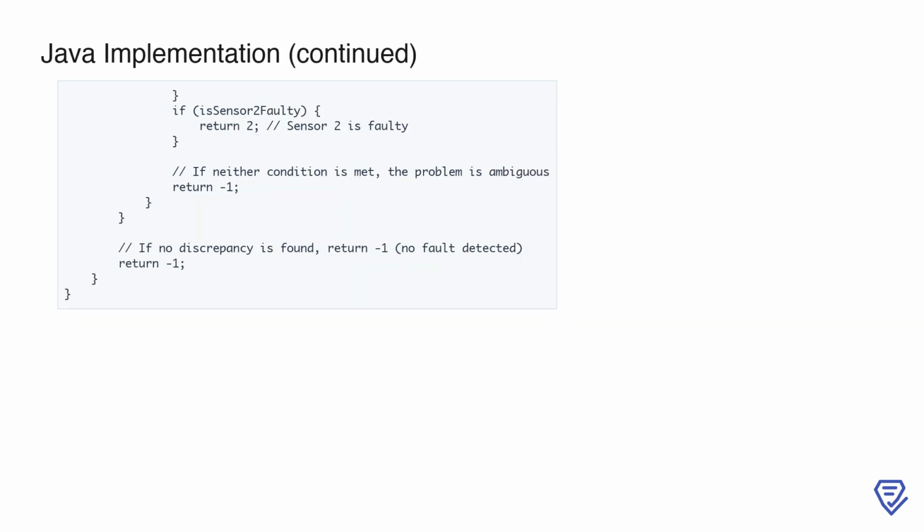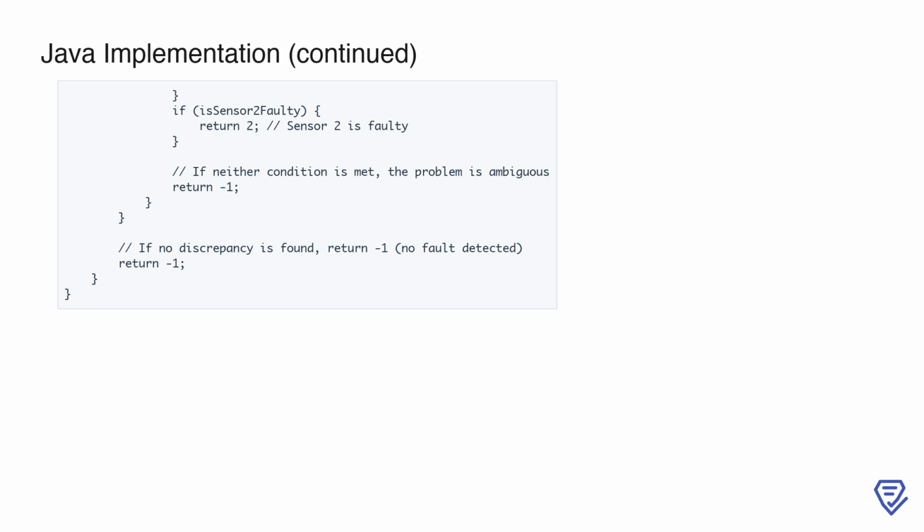Next, we check if sensor 2 is faulty by following a similar approach. We assume sensor 2 is faulty and iterate through the remaining values of both arrays. This time, we check if the values in sensor 1 match the shifted values of sensor 2. If a mismatch is found during this comparison, we set the isSensor2Faulty flag to false and break out of the loop. If the flag remains true, we return 2, indicating that sensor 2 is faulty.